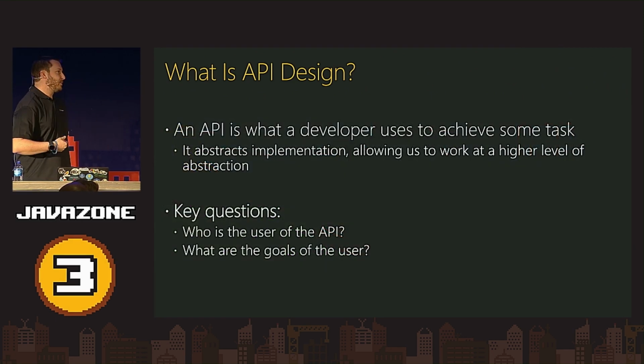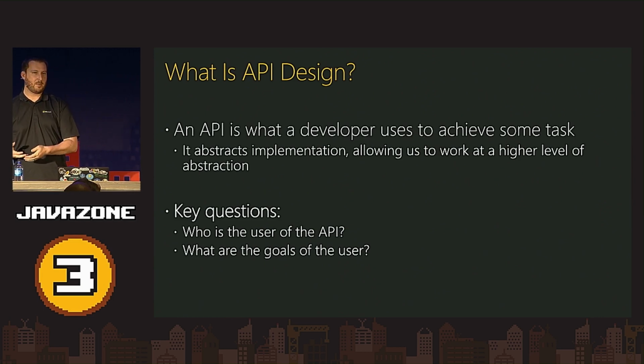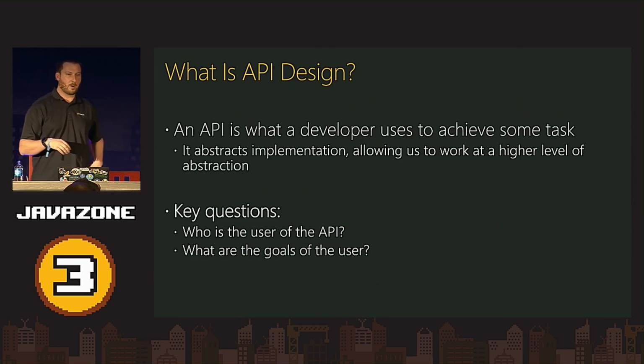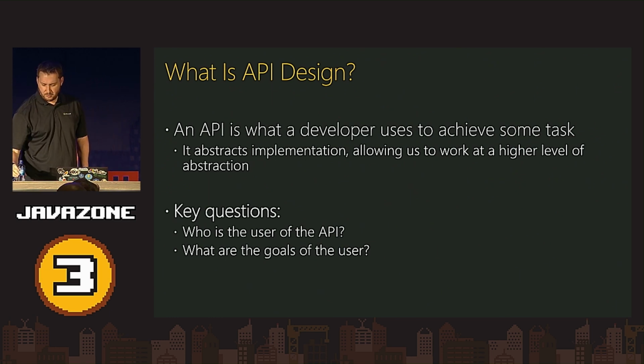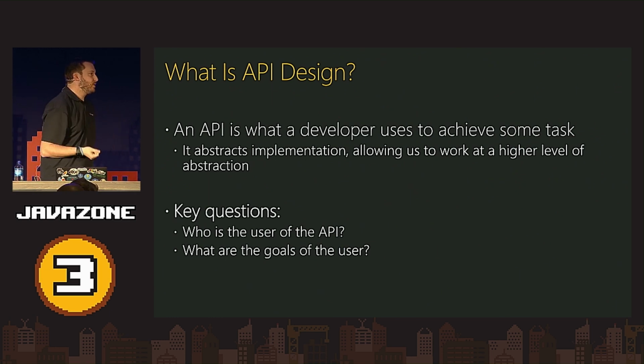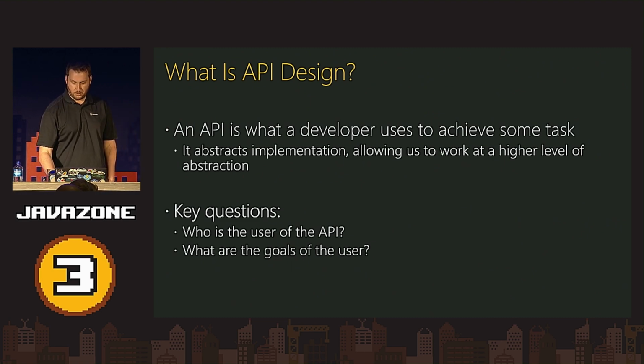So an API is what some developer uses to achieve some task. It abstracts away a whole bunch of implementation. We don't have to worry about how the networking code connects through the web. We don't have to worry about how the collections API does all its work with arrays to grow and shrink as necessary. We just kind of use the API to achieve some task. So we have two key questions. Who is the user of our API and what are their goals? And we're going to dive into both of these throughout this talk.